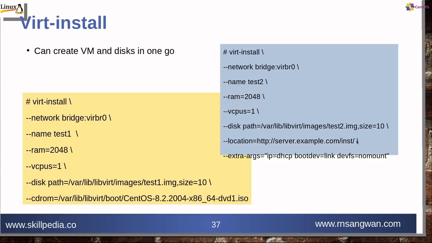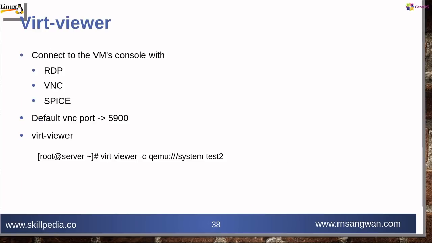I'm going to talk about this also, the automated installation option, I will discuss all these features, but right now the focus is getting virtual machines. virt-viewer connects to the virtual machine console with RDP, VNC or SPICE, any of the three methods. The default VNC port is 5900. virt-viewer you can directly use to connect. Let me show you.